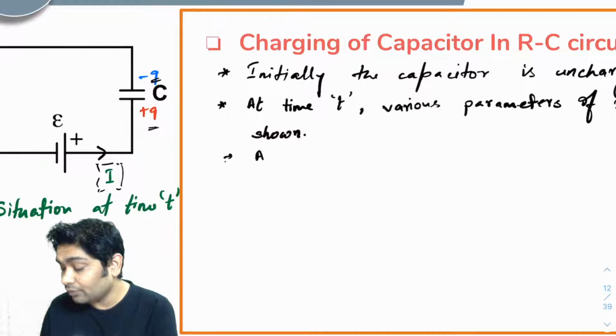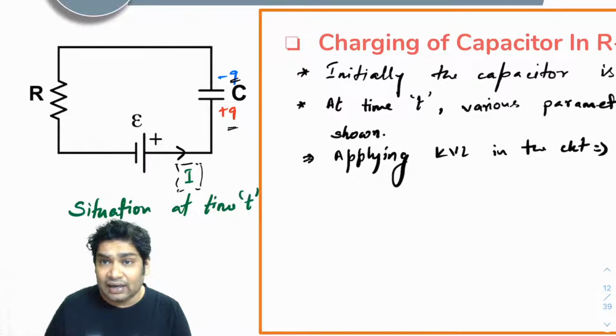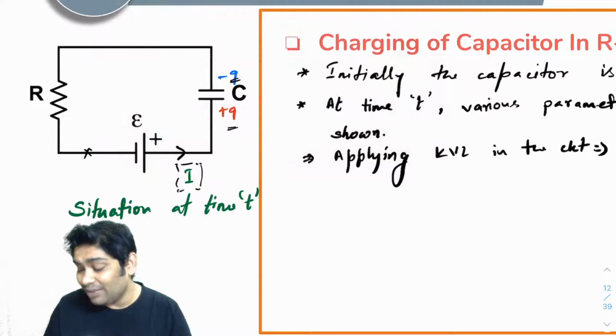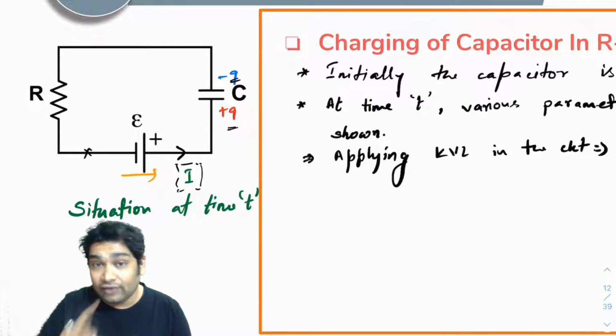Now, applying KVL in the circuit. Let's see what we are getting. So let's start our KVL loop from here. When I am going from here, and I'm assuming I am moving like this, when I cross the battery, I will have a potential difference of plus V.